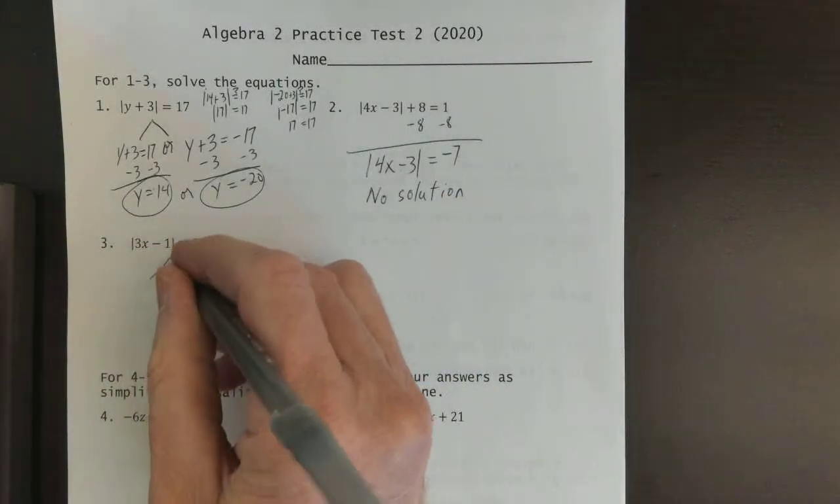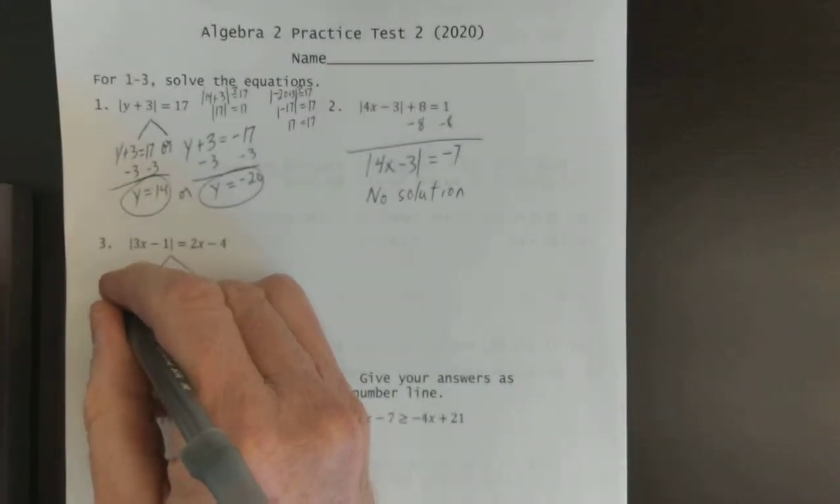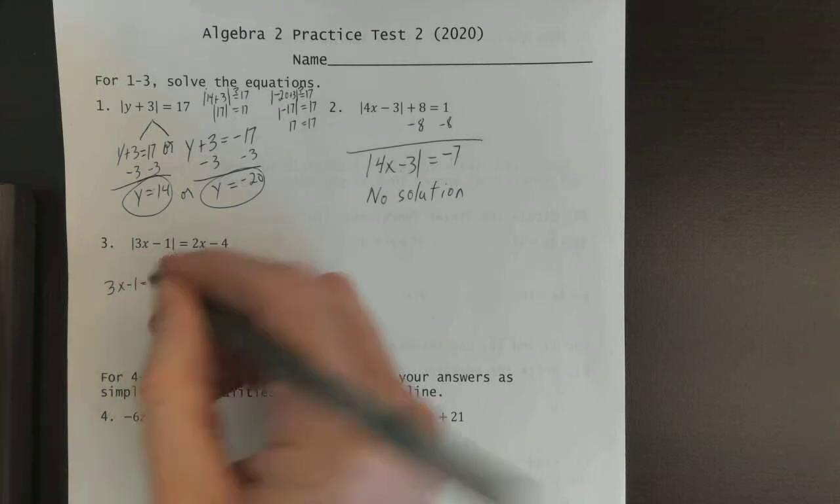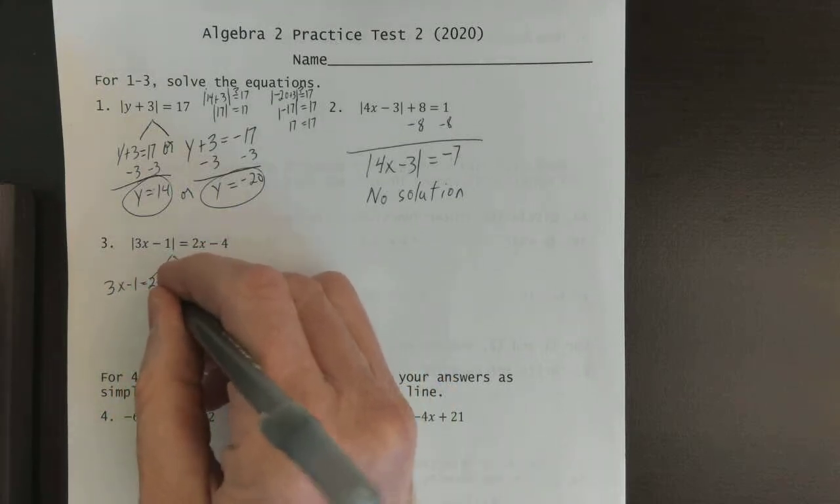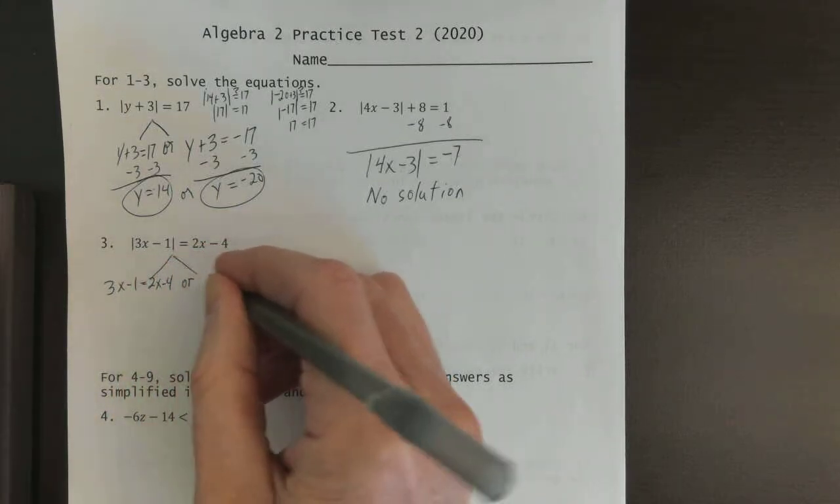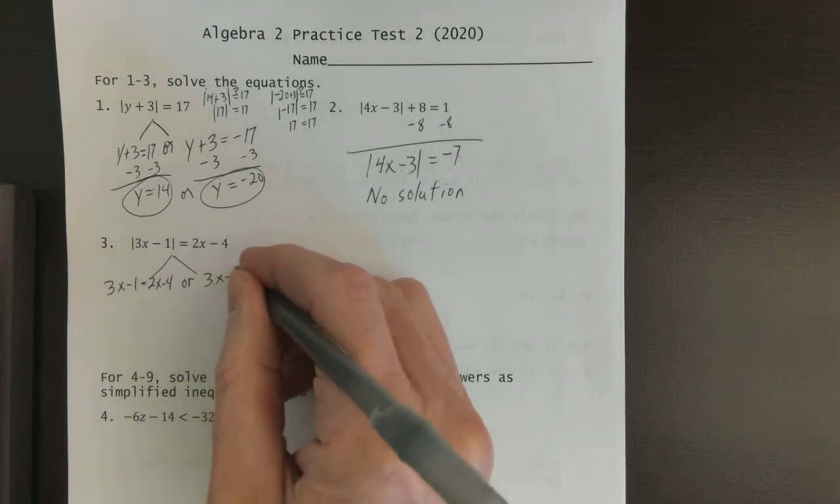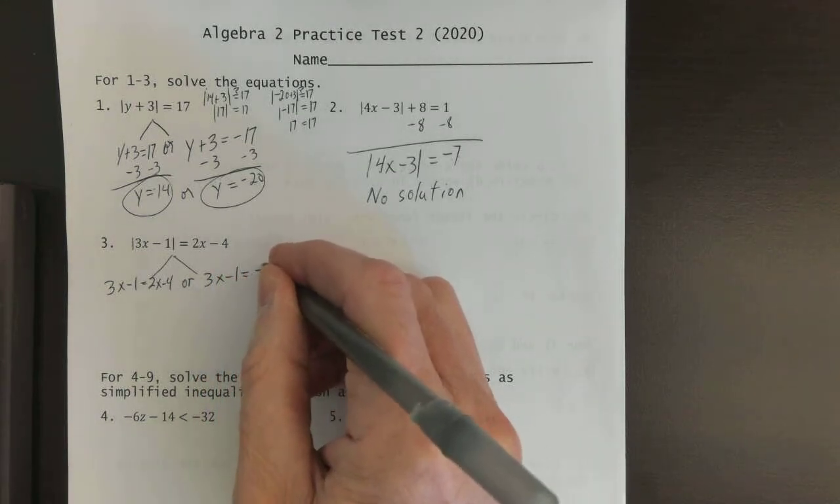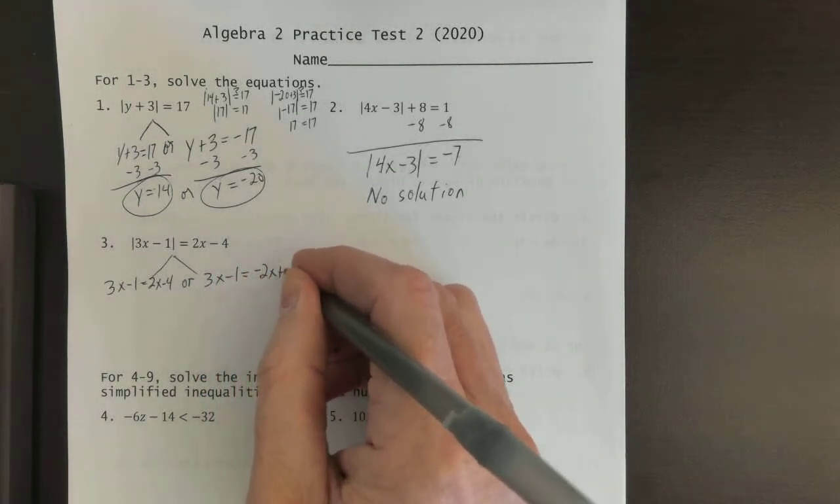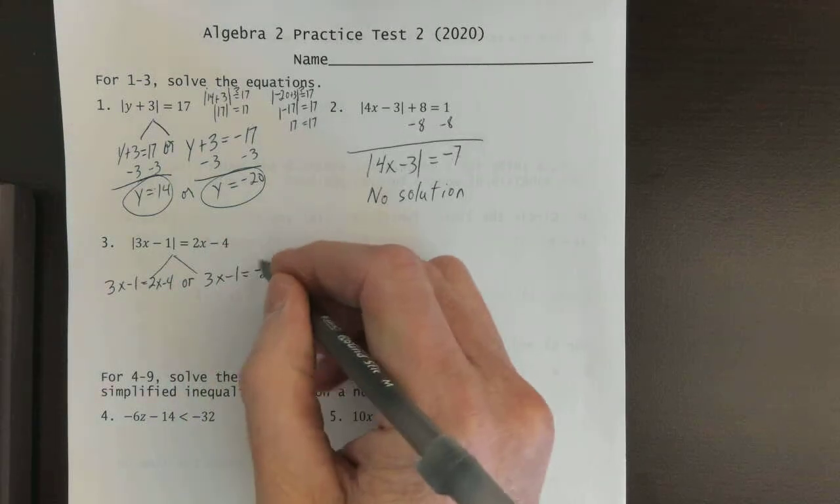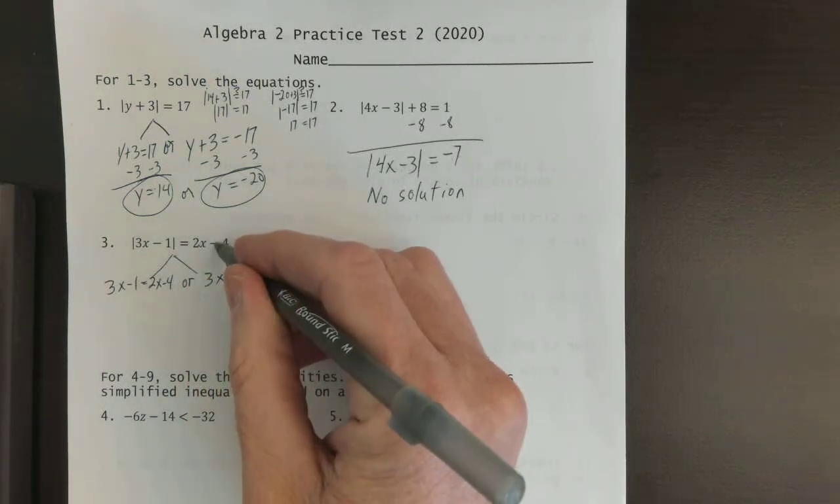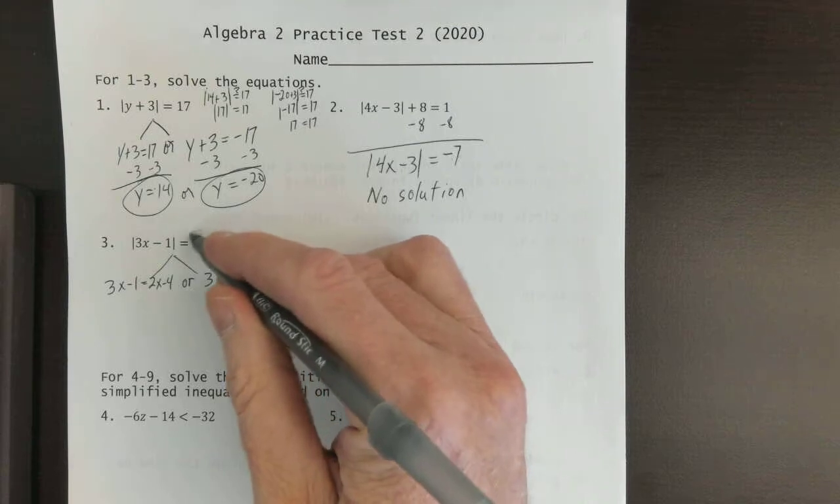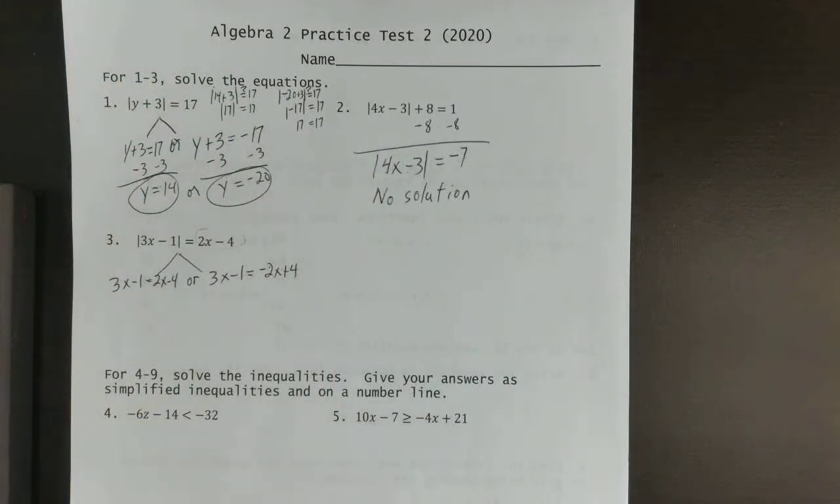So this one I am going to split. I've got 3x minus 1 equals 2x minus 4, or 3x minus 1 equals negative 2x plus 4. Notice I changed the sign in front of 2x, and I also changed the minus to a plus. I changed everything about that. Went completely opposite.